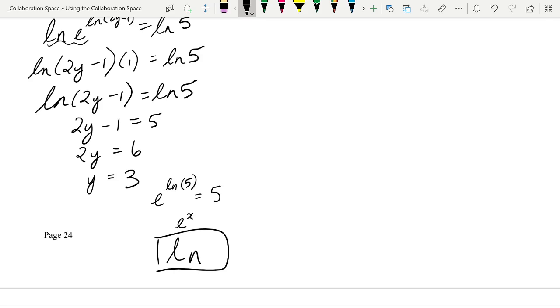Ta-da, it worked. Now some of you with the old TI 30XA, getting e on these calculators is a pain. You have a natural log button. Oh no, it's still e to the x. So you would put 5 on the screen, hit natural log, and then hit shift e to the x.